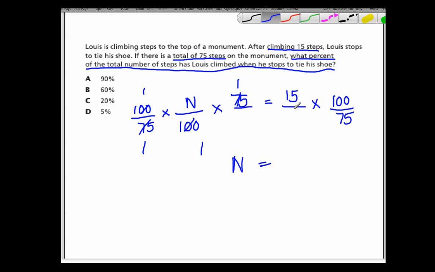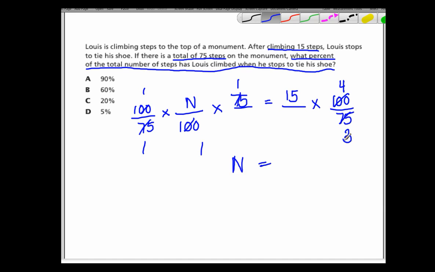Alright, so we know this n is by itself. Finally, we're going to simplify here. 100 75ths. Is there a factor that can go into both of these numbers? Yes, 25. 25 goes into 100 4 times. 25 goes into 75 3 times. Can I simplify this anymore? No, because it's 1 away.